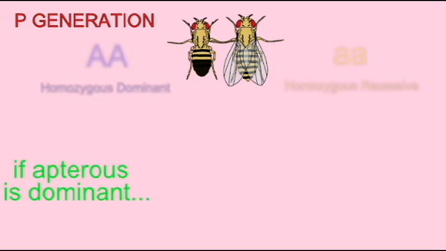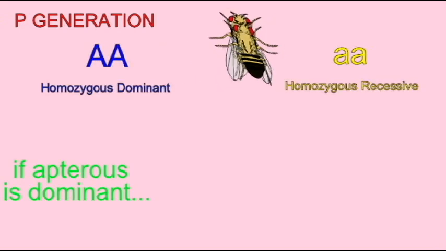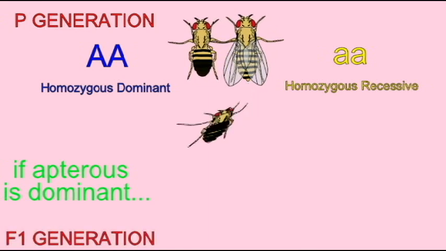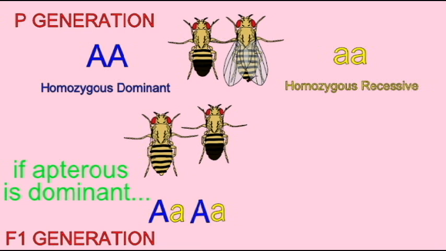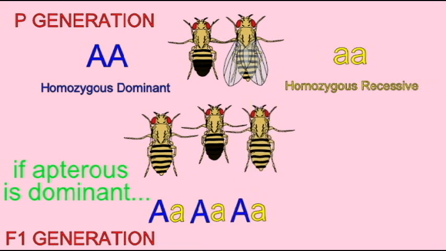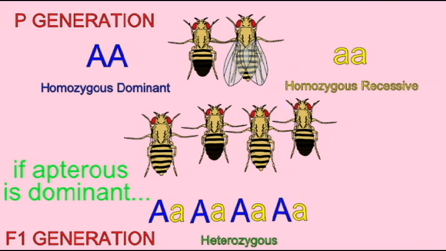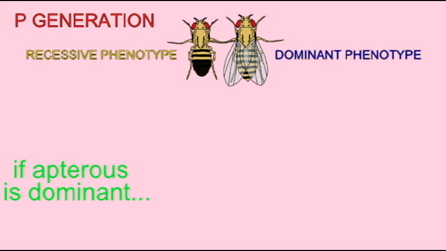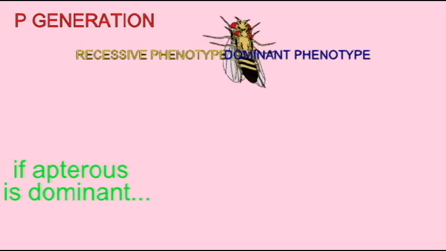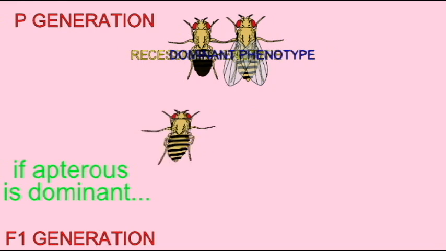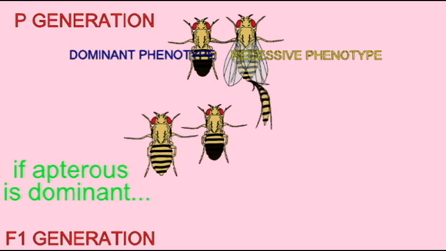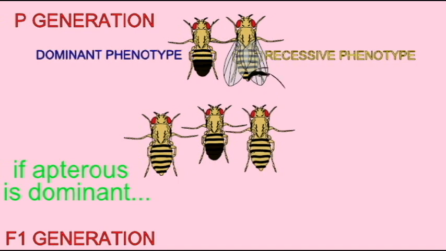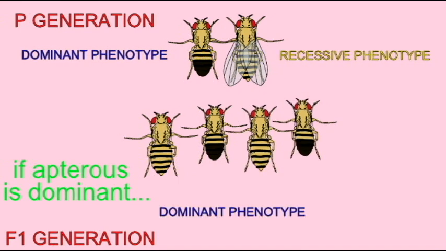If two true breeding flies were crossed, one possessing wings and a second not possessing wings, or apterous, one would not know which was the dominant allele until examining the F1. If the apterous allele were dominant, one would expect that the F1 generation would all be heterozygous and would all be apterous. They would all lack wings, so that their genotype would be heterozygous and their phenotype would be apterous.